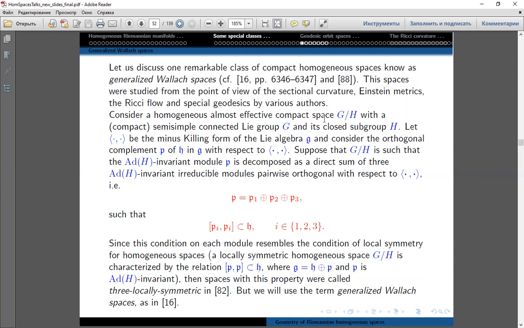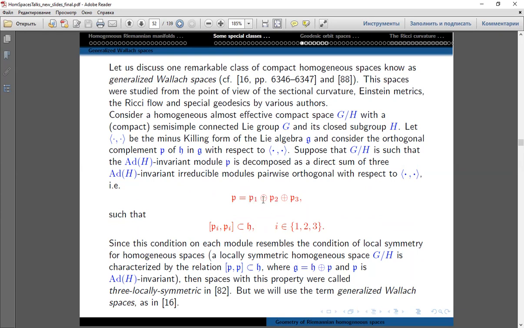Consider a homogeneous almost effective compact space G mod H with a compact semisimple connected Lie group G and its closed subgroup H. Let minus the Killing form be on the Lie algebra g, and consider the orthogonal complement P of h in g with respect to this form. Let's suppose that G mod H is such that the Ad(H)-invariant module P is decomposed as a direct sum of three Ad(H)-invariant irreducible submodules, pairwise orthogonal with respect to the given metric. Hence, we have this decomposition of P into the sum of P1, P2, P3.